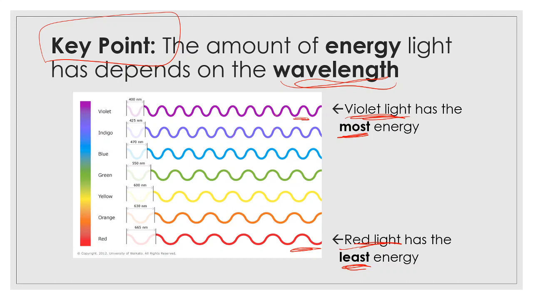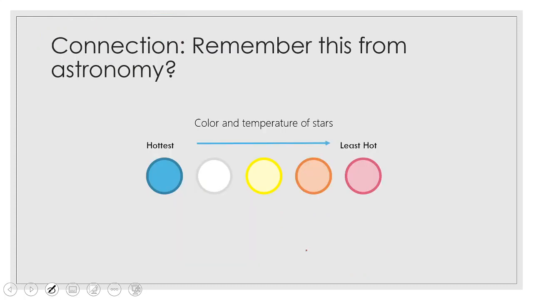So violet light has more energy than indigo, which has more energy than blue, which has more energy than green, which has more energy than yellow, all the way down to red, which has the least amount of energy overall.